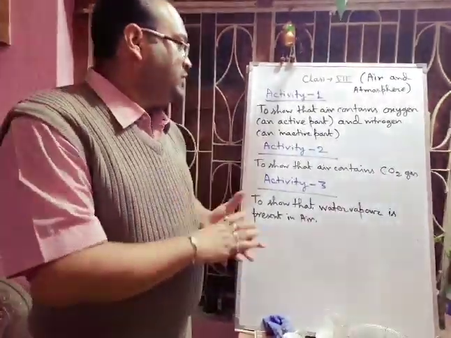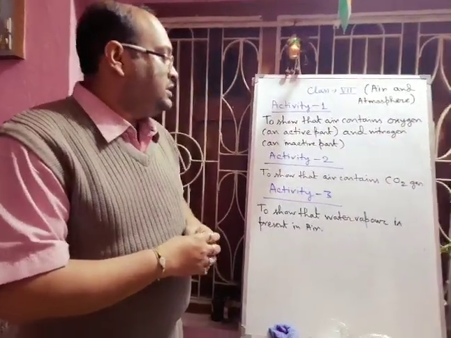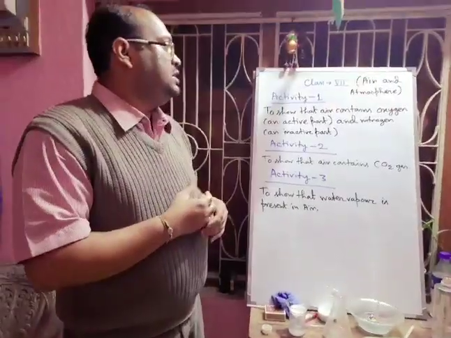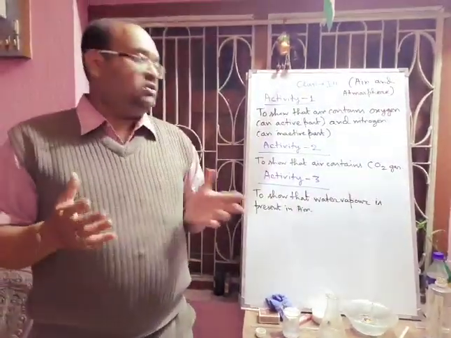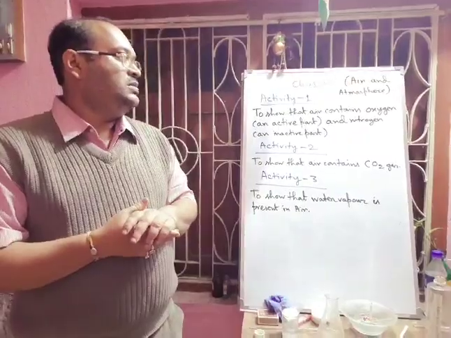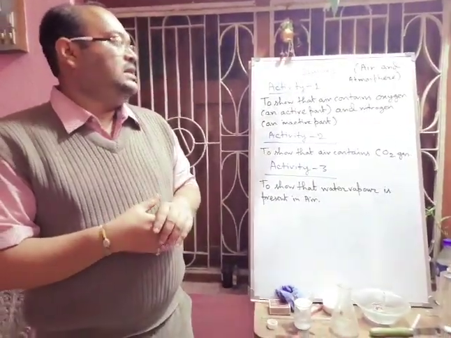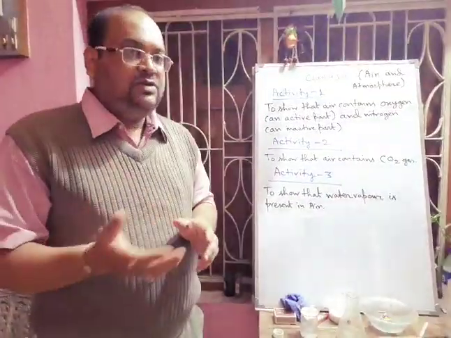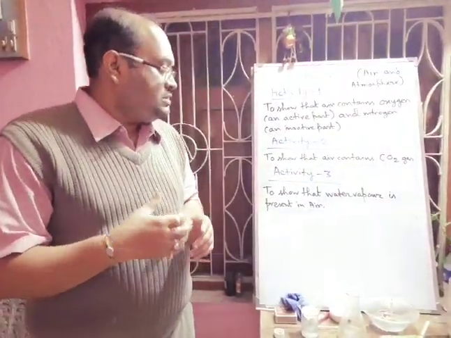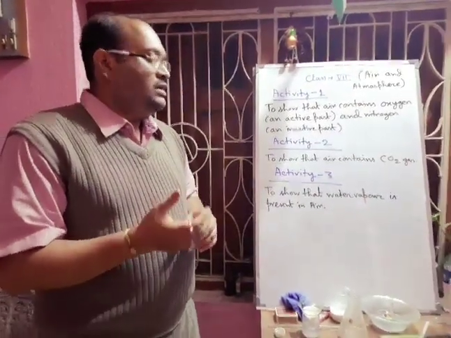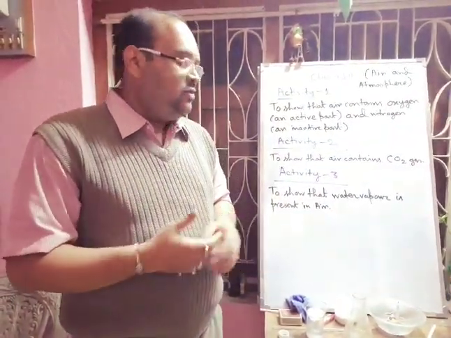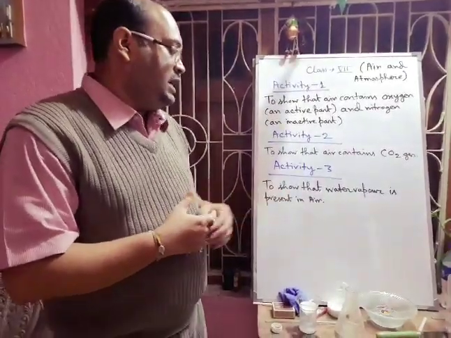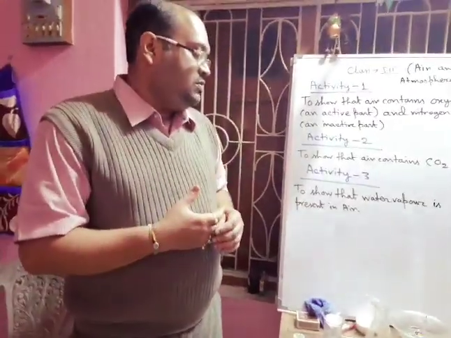Okay, so in this way today I have demonstrated the 3 activities. Again I am telling, the first activity was to show that air contains oxygen as an active part, or active air, and nitrogen as an inactive air or inert part. In activity 2, I demonstrated that air contains carbon dioxide gas that turns lime water milky. And in activity 3, I have shown that air contains water vapor.